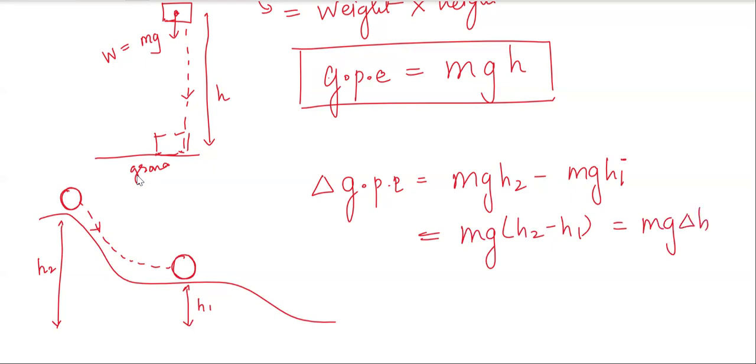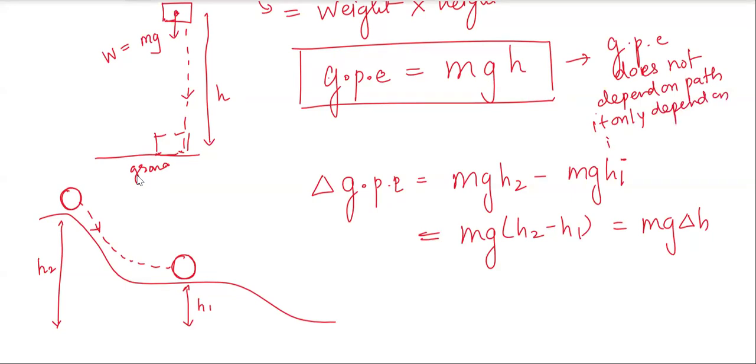So you can see that the gravitational potential energy does not depend on the path. It only depends on the initial and final vertical position.